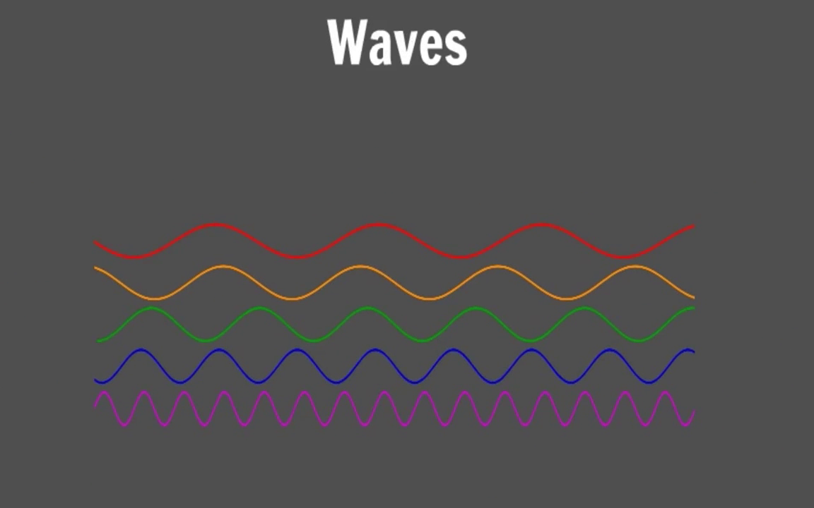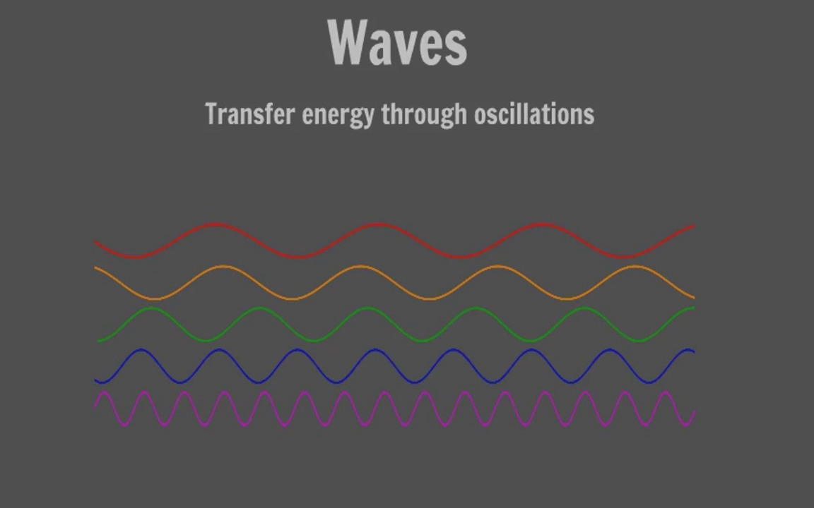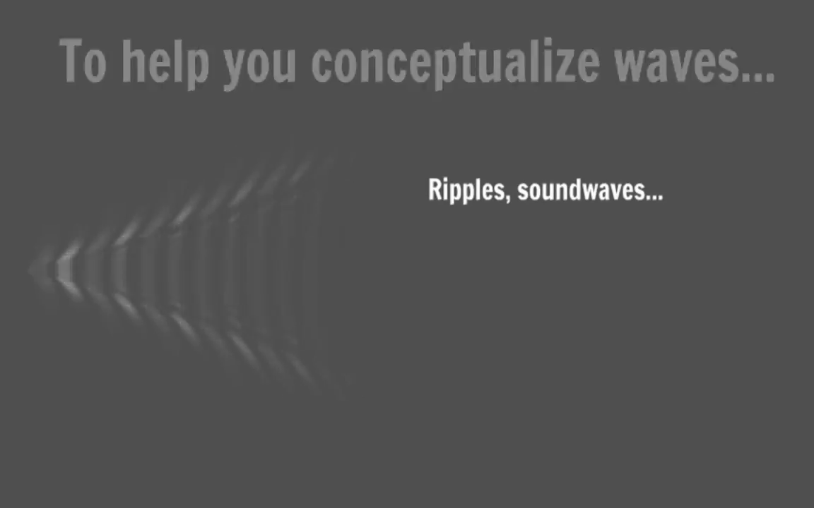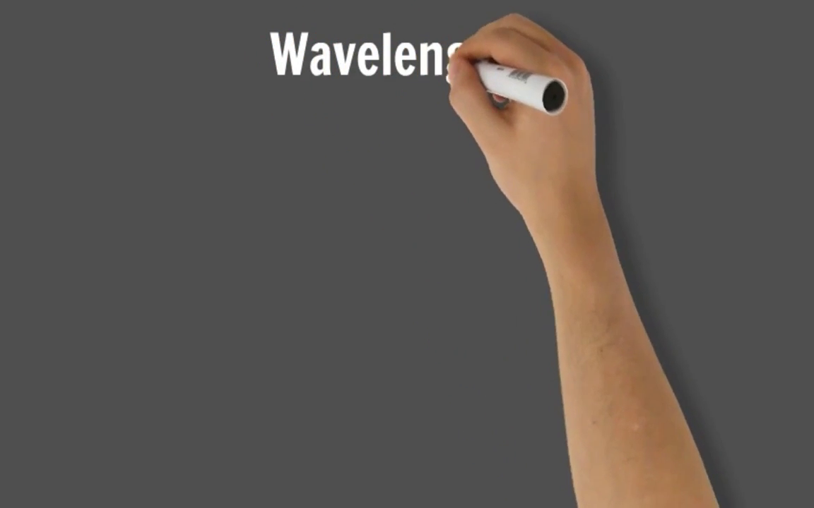In addition to particles, we have waves. Waves are drastically different from particles. Waves are merely oscillations that transfer energy through space and mass. Think sound waves, or skipping a pebble in a lake near your house and ripples emitting from it. These are waves. Waves have this fascinating property called wavelength.